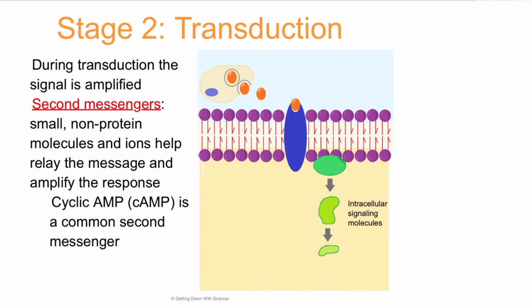So during transduction, the signal is amplified. This is done by secondary messengers or second messengers. So these are going to be small non-protein molecules and ions that help relay the messages and amplify the response. Okay, so our intracellular signaling molecules are our second messengers. An example of these is cyclic AMP, or just shortened to cAMP. You might see this quite a bit. This one is a common second messenger. So whenever we're talking about second messengers, we're talking about these guys here. So they are moving from where my receptor has had a conformational change, and they are going inside of the cell in order to create our ultimate response that we were wanting.